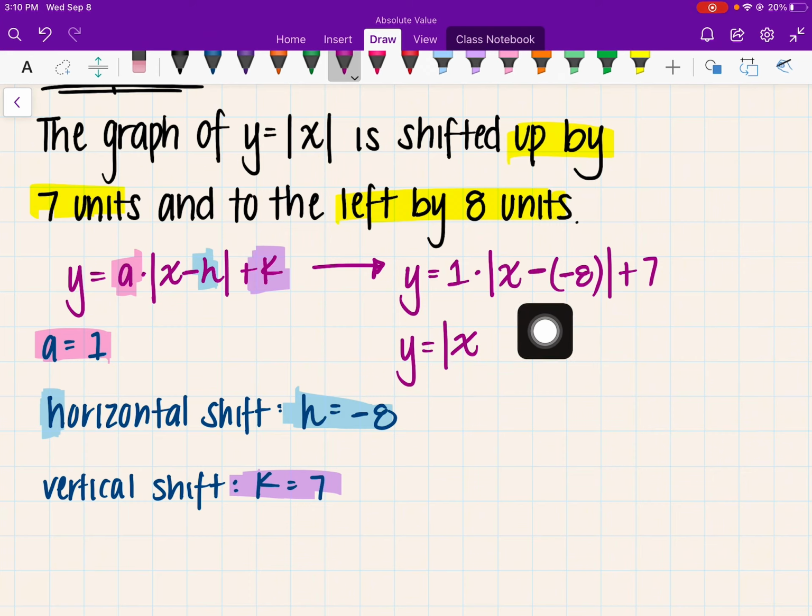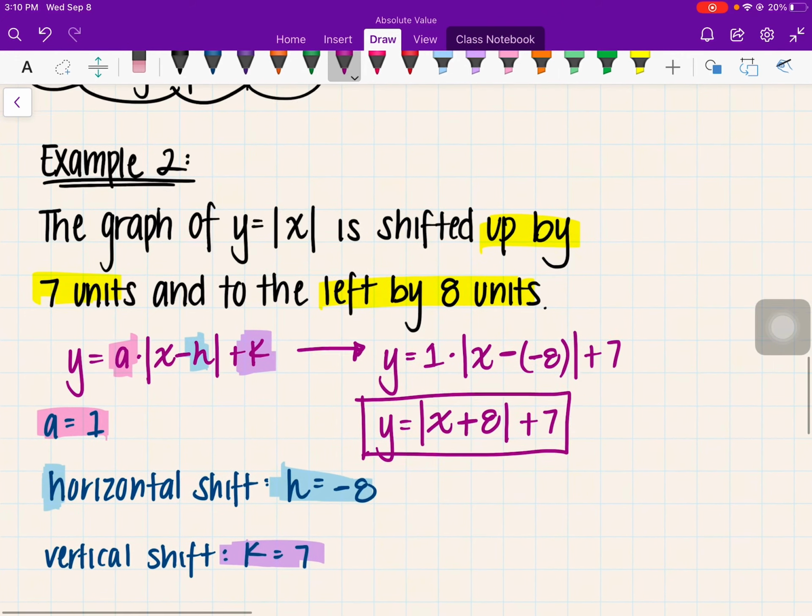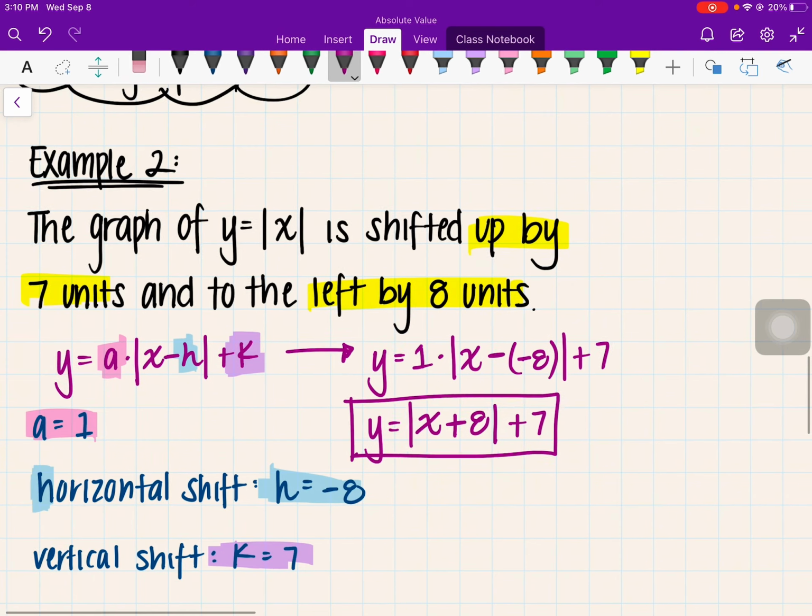So y equals the absolute value of x. Negative times a negative in this case is a positive. And I'm going to bring down my 7. So this here is our final answer. Let's go ahead and move on to the next one, guys.